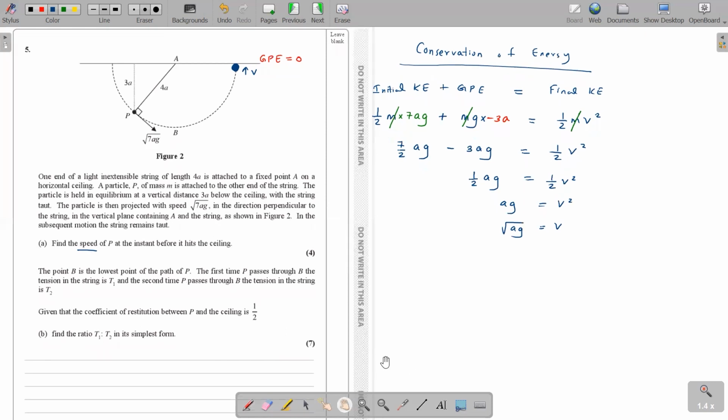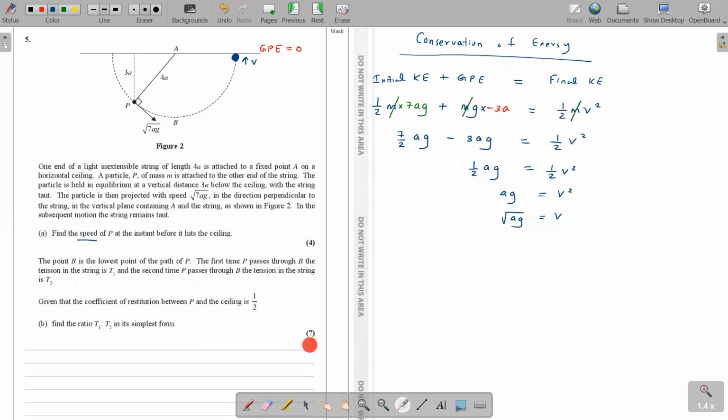Okay, so now let's move on to part B. So part B, you can see it immediately. It has how many marks? 7 marks. So this is going to be a challenge. Okay, so let's read the question.